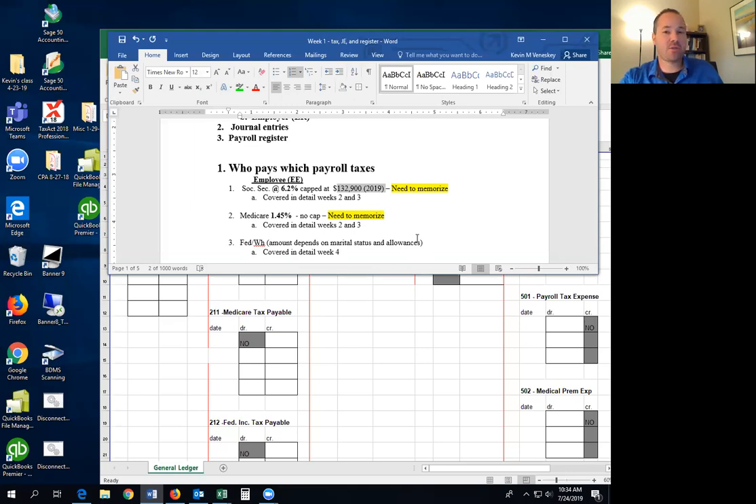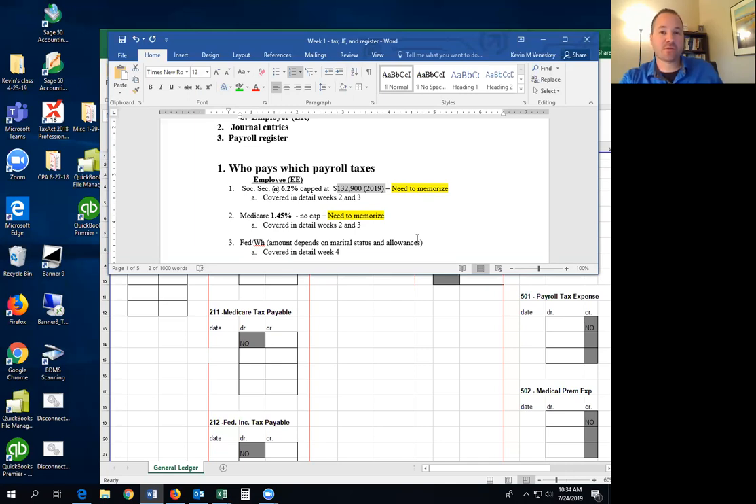Especially next week in week 2, we're going to see more of how that works. Most of the items we do today won't hit the cap, but we will look at that in future weeks. Medicare, your second FICA tax. So FICA stands for Federal Insurance Contributions Act.